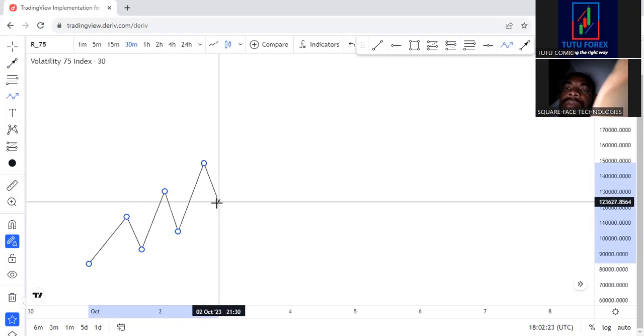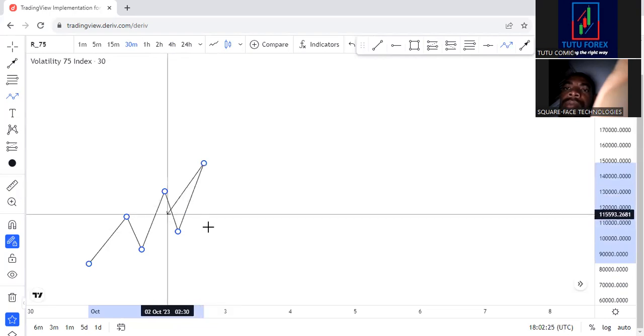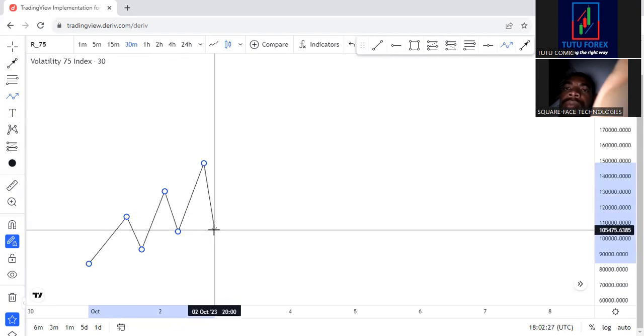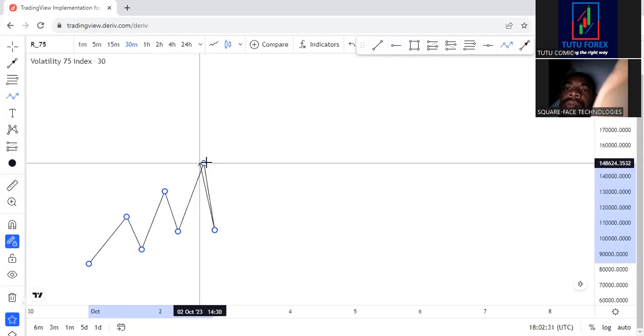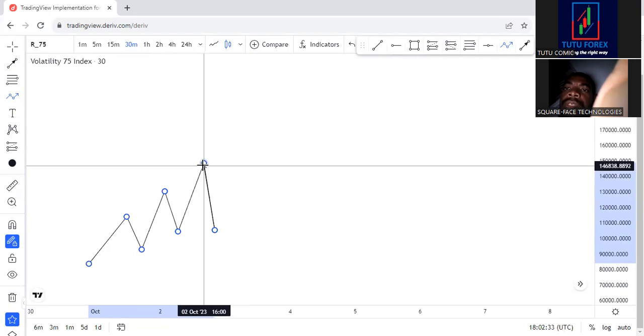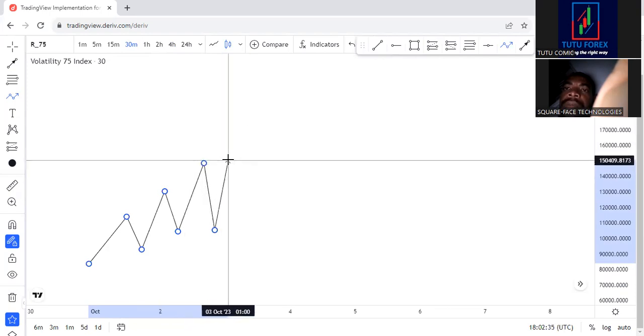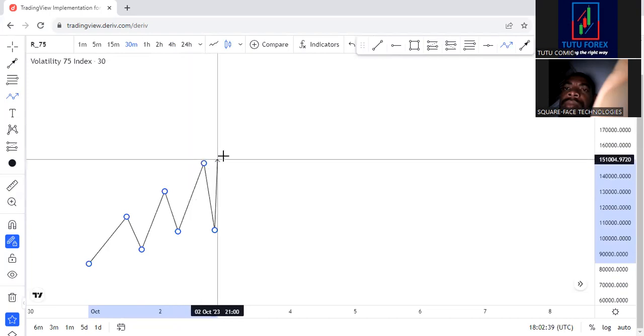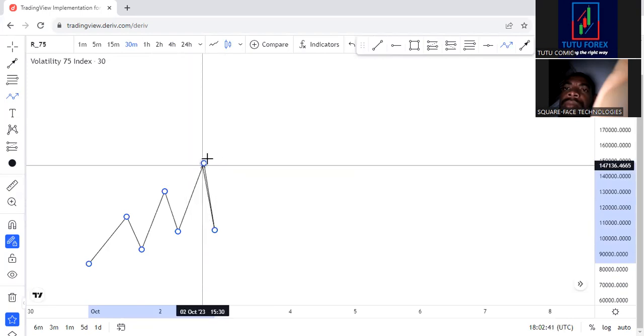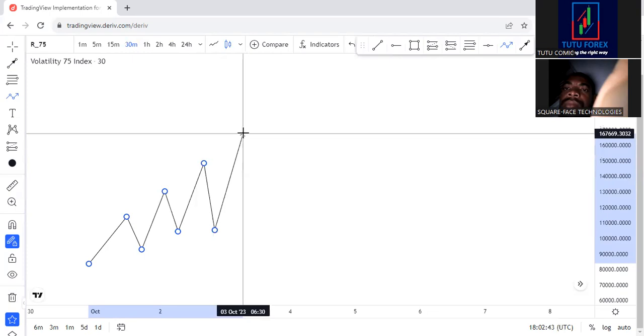Now you wait for the market to give you the low, it might come back to this low here. You wait for price to break this new structure here, this new high. That is evidence that if price breaks this high, the trend will still continue to the upside.